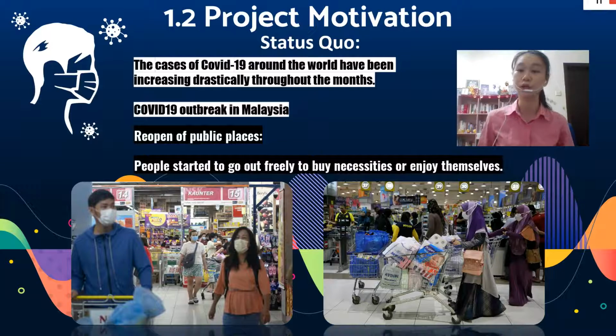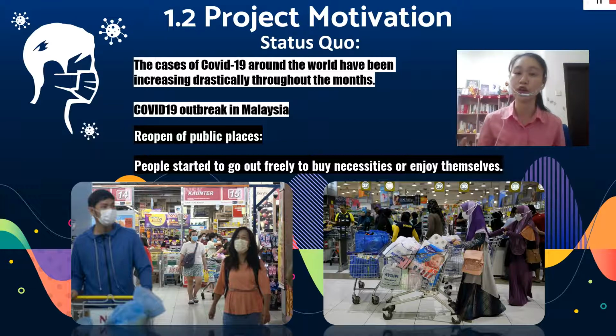So in the status quo right now, we want to quote that the cases of COVID-19 around the world have been increasing drastically since 2020 until now. Since March we have been quarantined, but it's not being better. The COVID-19 outbreak in Malaysia is actually worsening as well, since we have so many of the MCO, CMCO, RMCO1, RMCO2. We have to reopen public places, because we know that if we don't open the place, our economy is not stable, and then we will have financial crisis as well, so people have to go work.